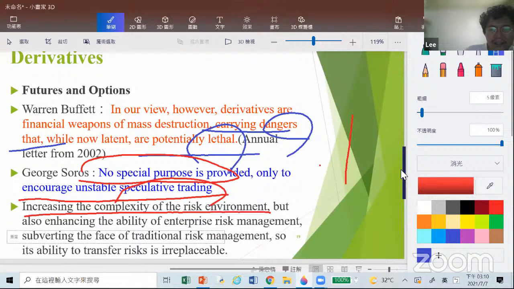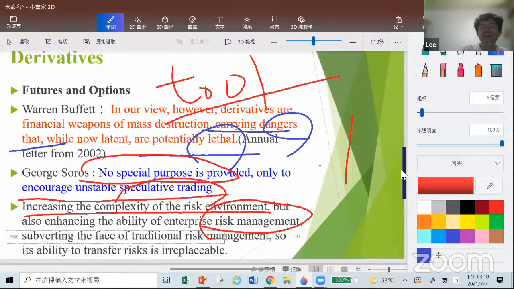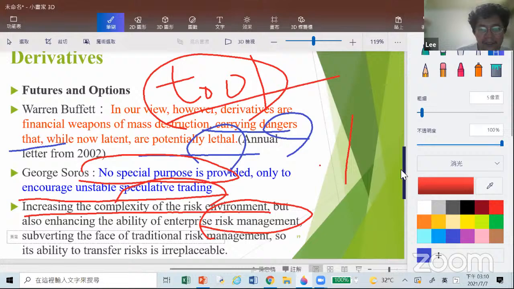For derivatives, maybe they increase the complexity of the risk environment, but they also enhance the ability of enterprise risk management. It means they also provide a tool. If you treat this like a tool, you're not treating it as an investment item or an underlying asset. You just use them as a tool. We can use derivatives to help us reduce and control risk.